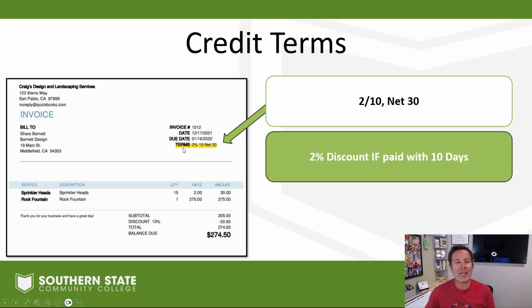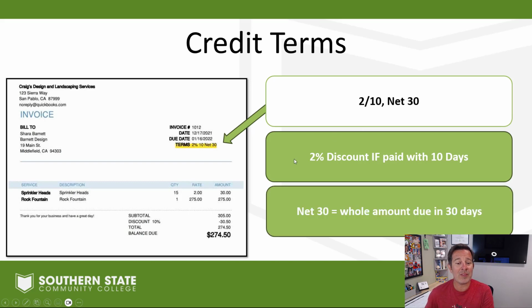2/10, net 30. What in the world does that mean? It means you get a 2% discount if you pay within 10 days. Net 30 means you better have the whole thing paid within 30 days or you'll be late. And so that's kind of the ultimate due date. If you pay between day 11 and day 30, you don't get the discount, but you're still in good graces because you're not late with your payment.